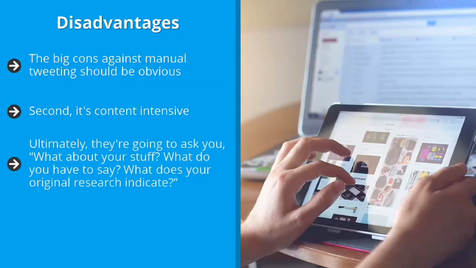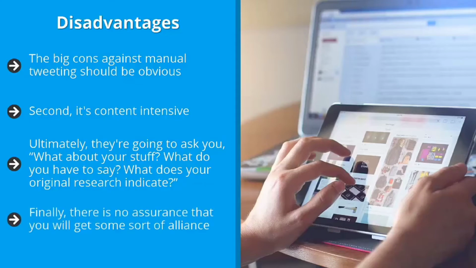Ultimately, they're going to ask you, what about your stuff? What do you have to say? What does your original research indicate? You don't want to come up with a zero when asked those hard questions. Finally, there is no assurance that you will get some sort of alliance. I hate to say it, but certain niches really don't get much coverage on Twitter. You might be able to interact with a high level of niche authorities on Twitter, but that doesn't necessarily mean that they operate blogs that can then link to you. Still, on balance, manual tweeting on Twitter delivers more benefits than its costs.